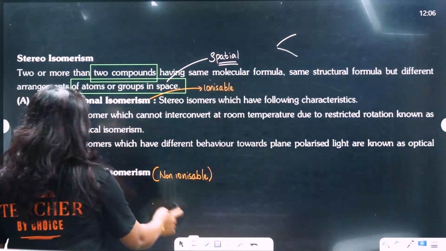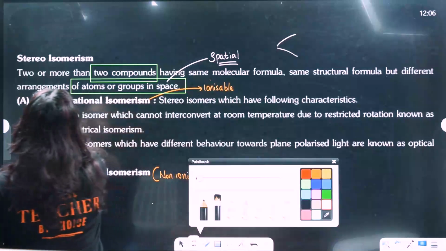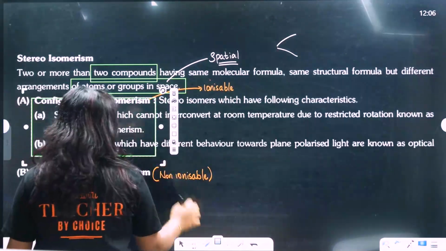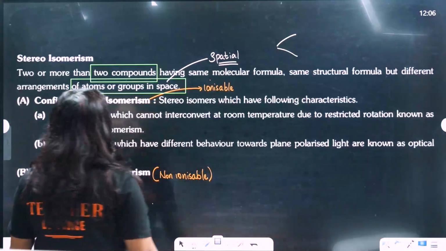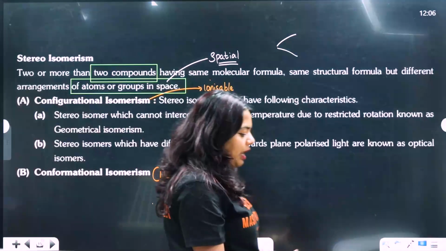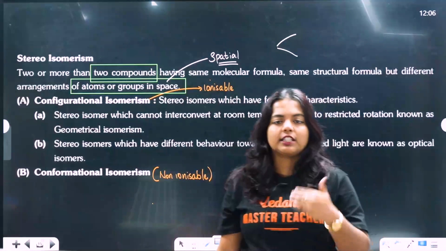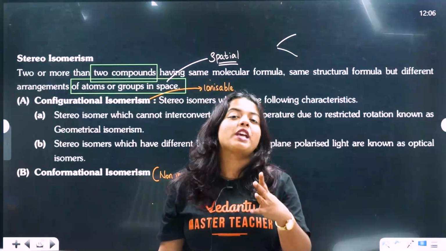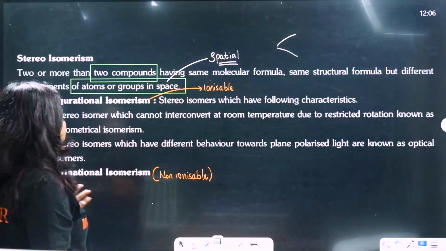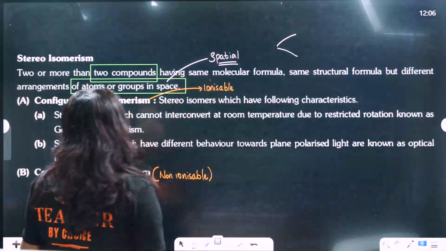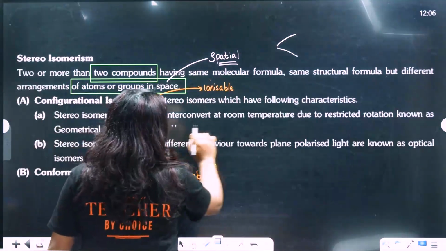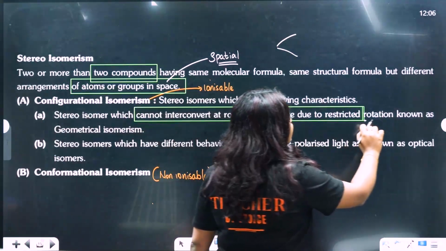But for configurational isomerism, we have to learn about the RS formula, E and Z configurations, cis trans, and a lot of spatial arrangements, stereo isomers and stereogenic centers. There is a lot to study in configurational isomerism. These are stereoisomers which cannot interconvert at room temperature due to restricted rotation.